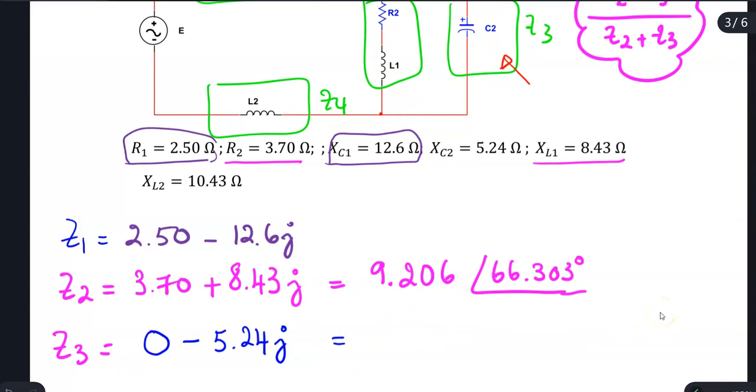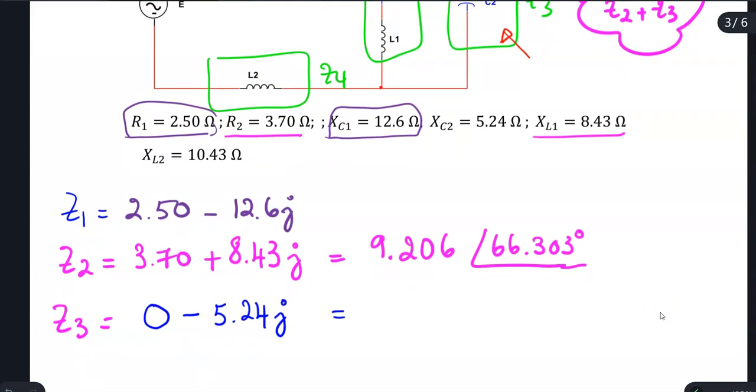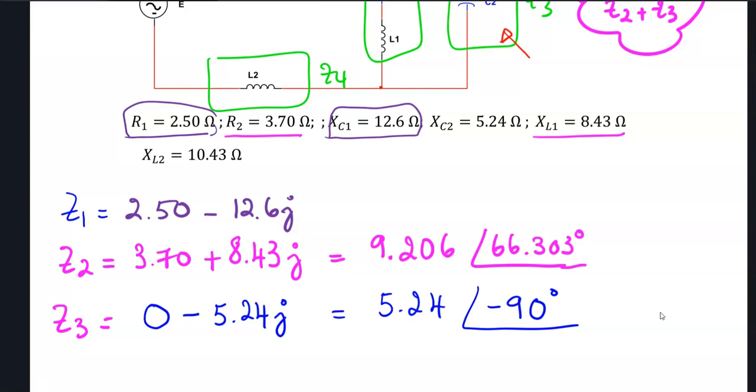So I'm using my calculator, and I have this one as 5.24, and my number for argument is negative 90 degrees. Alright, so you can use the calculator and put in 0 and negative 5.24. Okay, 0 as the real part, negative 5.24 as the imaginary part, and you should end up with this.